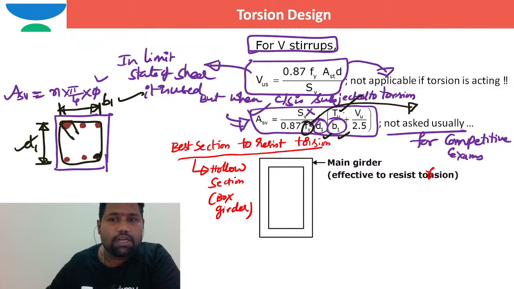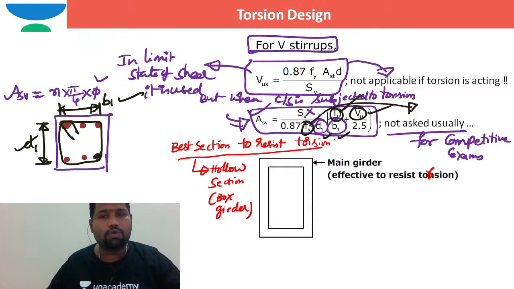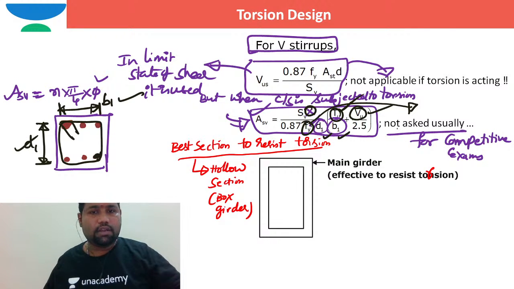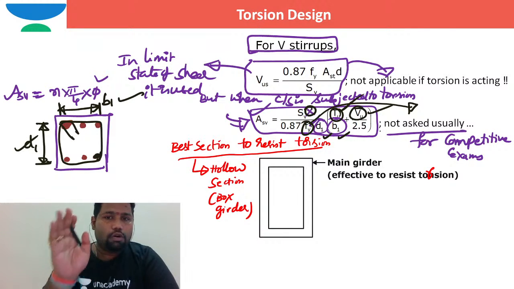And you know Tu, the torsional moment acting on the cross section. What is the shear force acting on the cross section? You know this. So from this equation, you can work out the one and only unknown, called spacing, right? You are able to work this out, but this question will not be asked. Now, the theory part is over, brother.